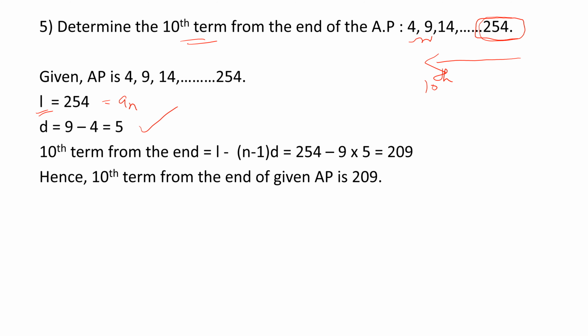And the formula for finding out the nth term from the end is equal to last term minus n minus 1 into d. So last term is 254 minus, what is n? n is 10. So 10 minus 1 is 9, into common difference 5. So 254 minus 9 into 5 is 45. So we will get the answer as 209. So starting from 254, if you go backwards, the 10th term will be 209.